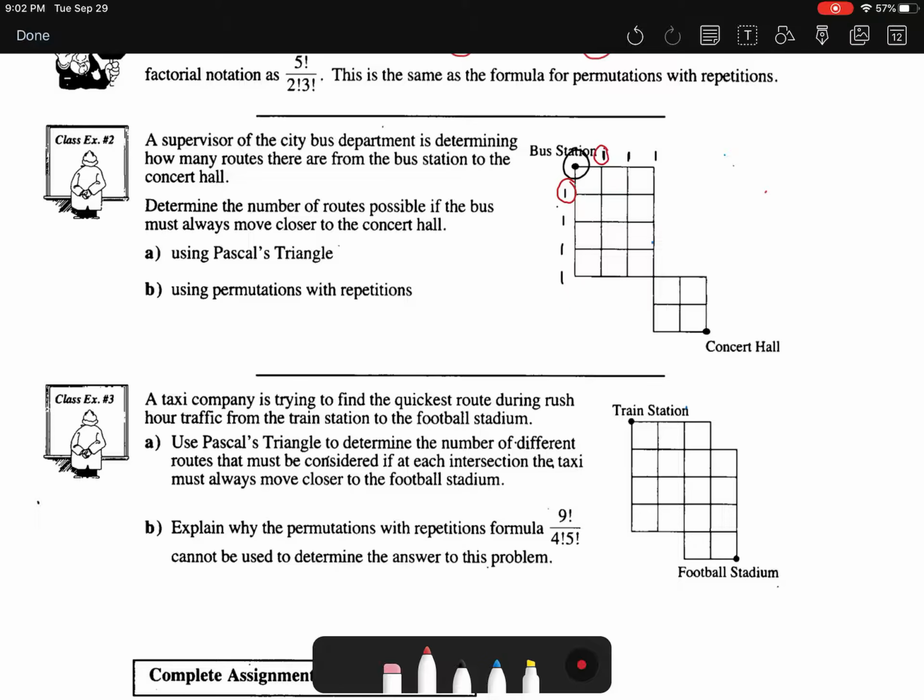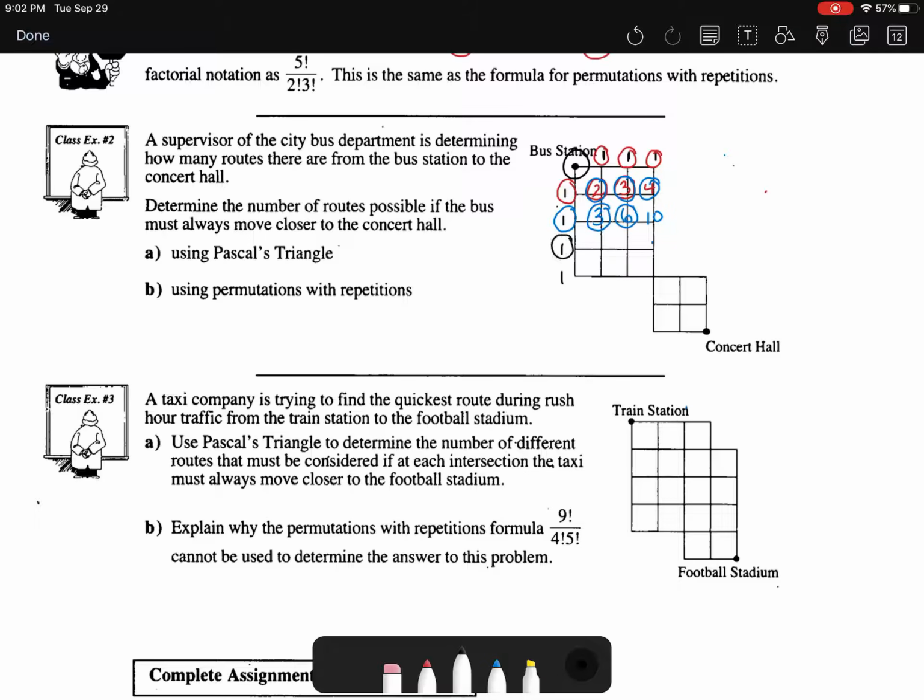Remember, I add diagonally. So 1 and 1, that gives me 2. Then 2 and 1, that gives me 3. Then 3 and 1, that gives me 4. Then I keep going. 1 and 2, that gives me 3. 3 and 3 gives me 6. 6 and 4, that gives me 10.